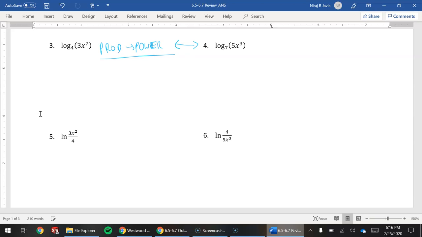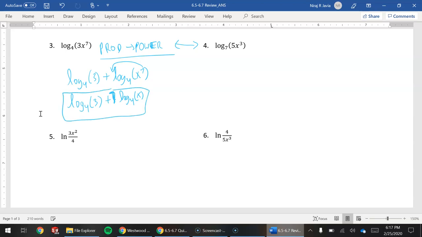So in order to do the product, we take those two and split it. So log base 4 of 3 plus log base 4 of x to the 7th. Then we use the power property here and go log base 4 of 3 plus 7 log base 4 of x. So we use the product and the power to happily expand this question.